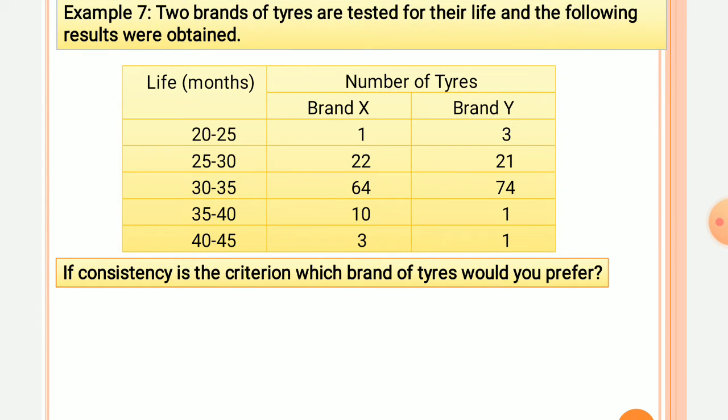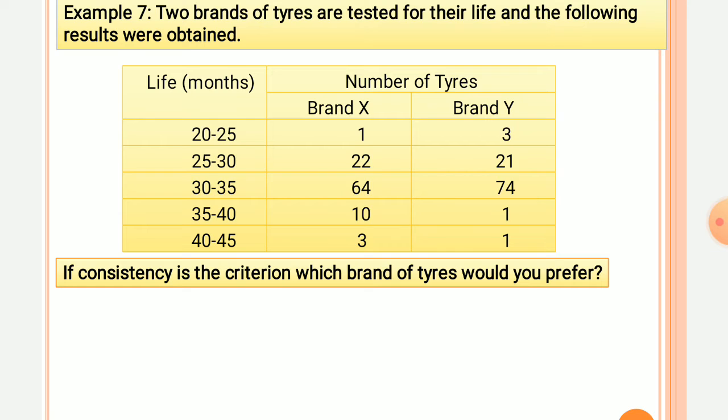Here two brands of tires are tested for their life, and the following results were obtained. The life in terms of months is given in the first column as class interval, and the number of tires with respect to brand X and brand Y are given. So if consistency is the criterion, which brand of tires would you prefer?